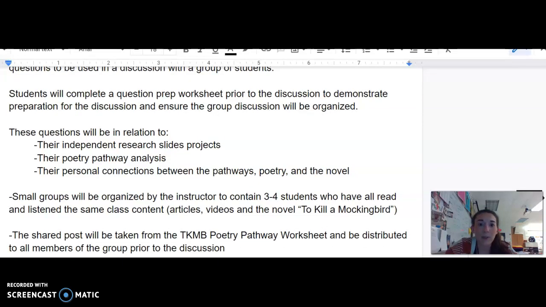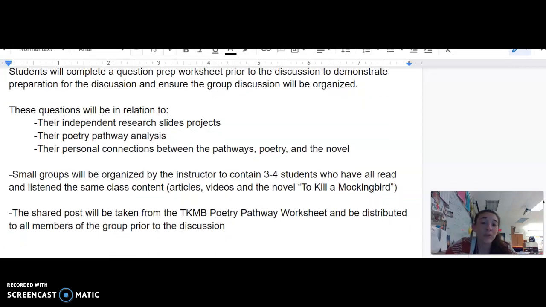The small groups will be organized by your instructor, which is me, to contain 3 to 4 students who have all read and listened to the same class content. That would mean articles, videos, poems, the novel To Kill a Mockingbird. Once again, I try my best to organize the groups. If you are put into a group that you do not think you belong in, I had 2 students that I accidentally swapped last time. If that appears, please let me know. I want you to be able to communicate with your group members, and if you are in a group that you didn't read the content for, it's going to make that difficult. So please just let me know, and I will switch your group as quickly as possible.